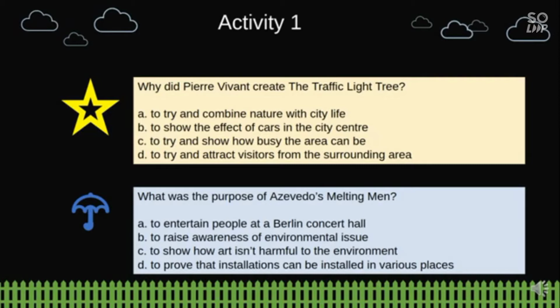And then the fourth question is, what was the purpose of Azevedo's Melting Man? So A, to entertain people at the Berlin Concert Hall. B, to raise awareness of environmental issue. C, to show how art isn't harmful to the environment. D, to prove that installation can be installed in various places. So you can answer number 3 and number 4.